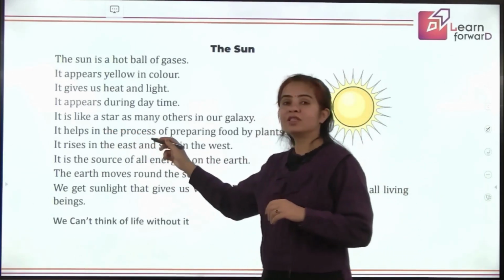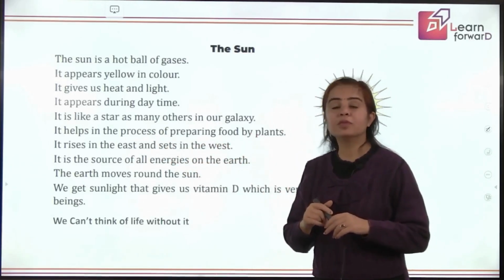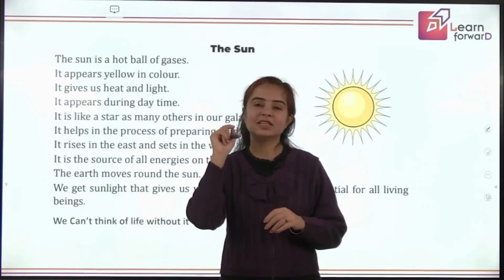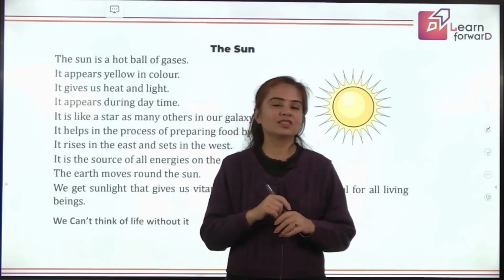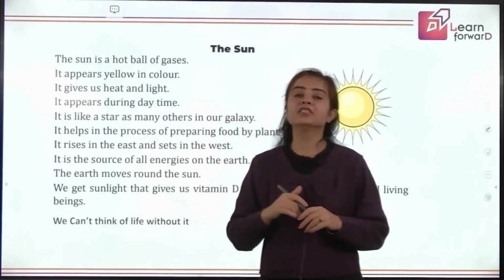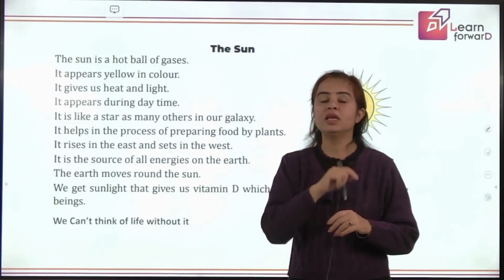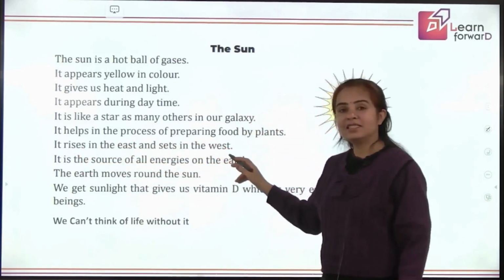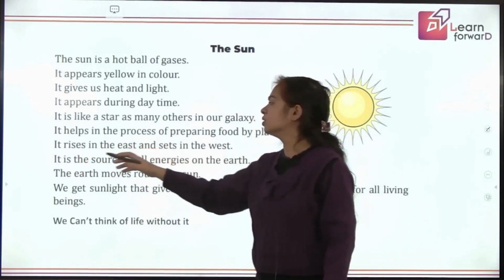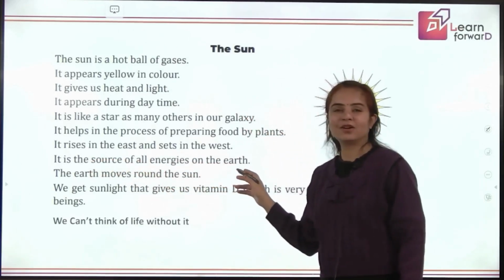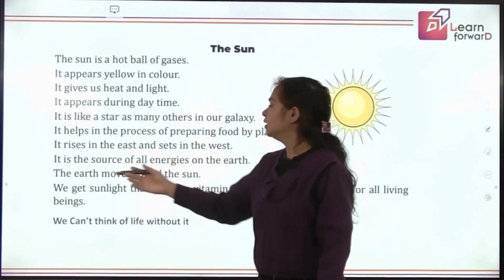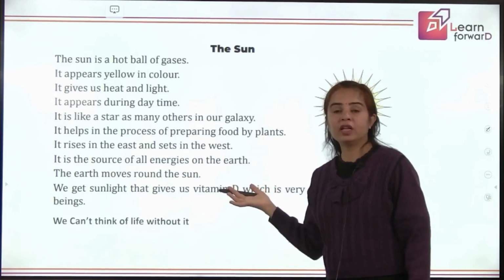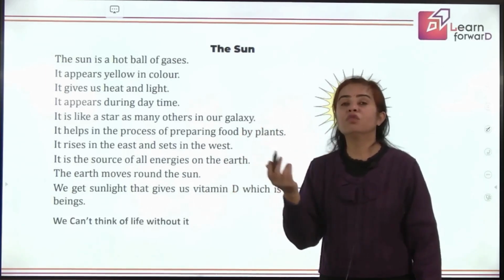It helps in the process of preparing food by plants, because it helps in the process of photosynthesis. You have learnt about them. Photosynthesis you would have learnt in EVS, your science. Yes, it's the process through which plants make their food, but it is possible only in the presence of sunlight. Okay. So it rises in the east and sets in the west is another thing about sun. It is the source of all energies on the earth. I have told you. Yes, the earth moves around the sun. This is another important information about sun, that the earth revolves around it.